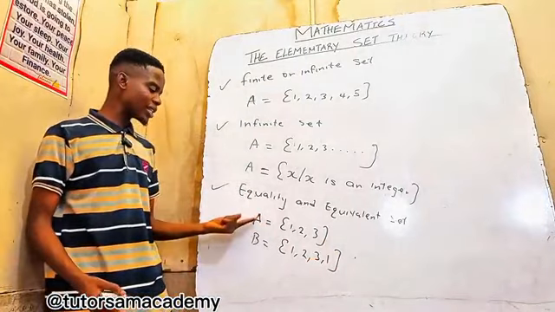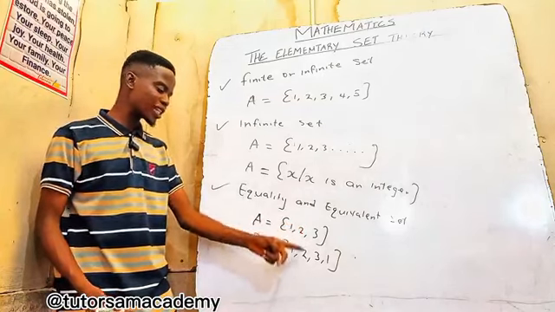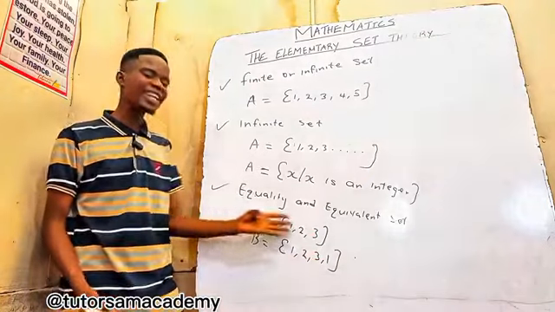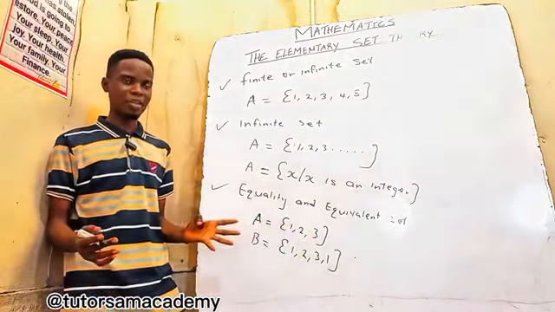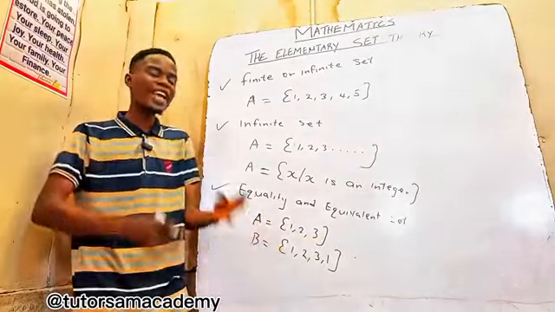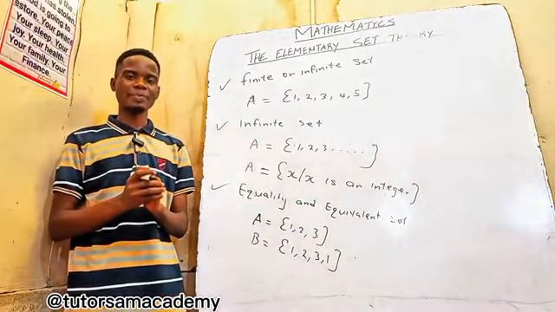You can see that this is set A and this is set B. 1 is here, 1 is there. 2 is here, 2 is here. 3 is here, 3 is here. So this is an example of equal sets. It doesn't matter the number of elements here or there, but everything you have in A is also in B. That is an equal set.